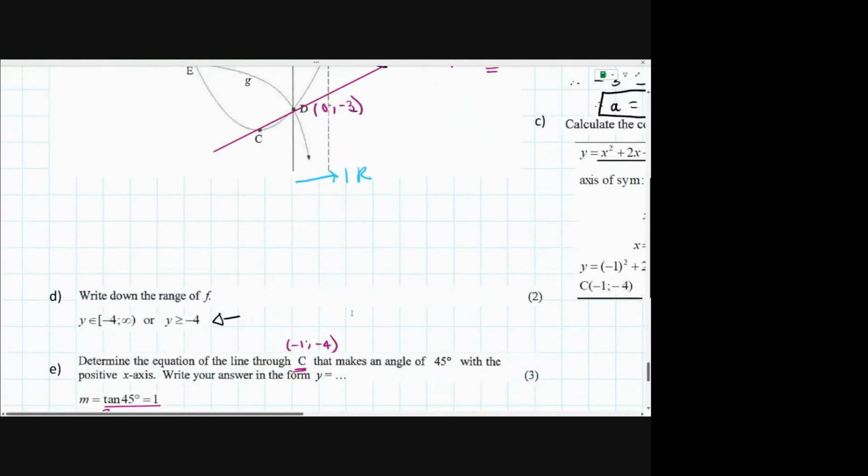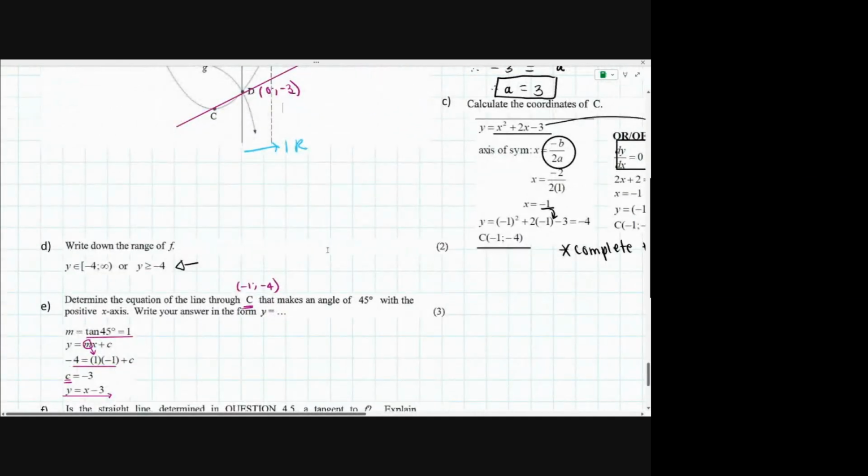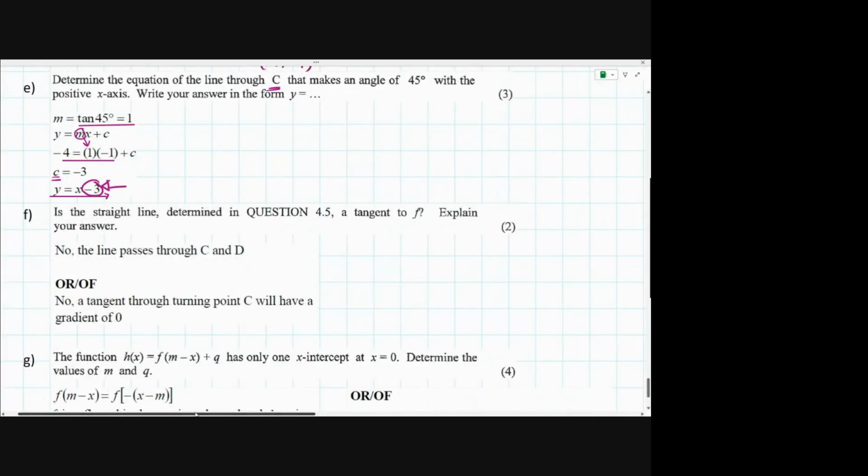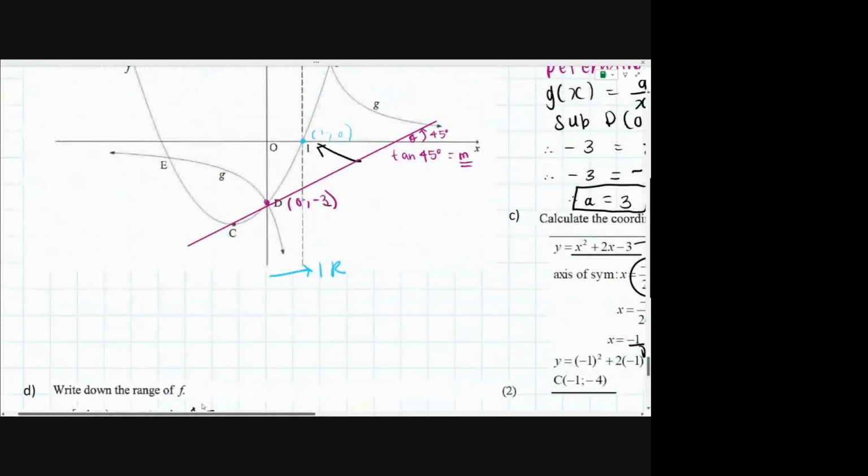And so what you need to notice is that the y-intercept of the straight line you've just worked out is at -3. And so this straight line actually passes through the coordinate D as well. It goes through that y-intercept at -3. And so what that means is now when it gets to question F, where it asks you, is the straight line determined in the question before a tangent, the answer is no, because it's passing through 2 points on your parabola.